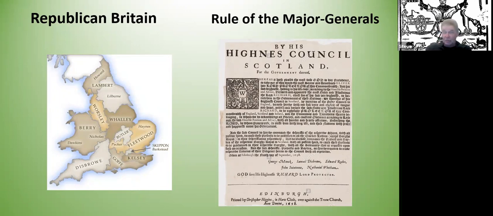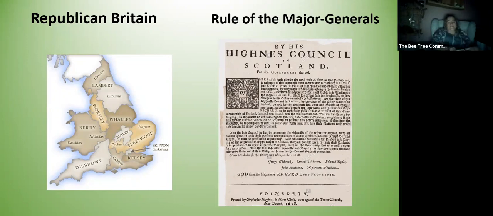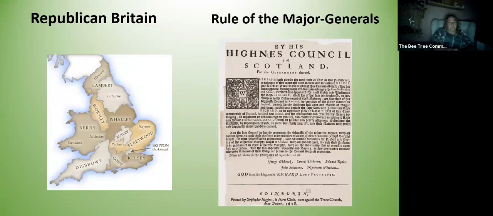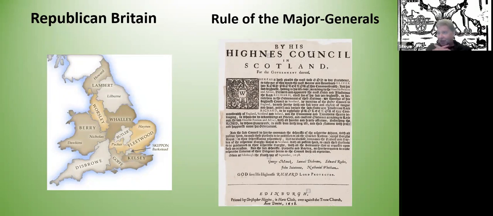So the Major Generals were tasked with that. The country was divided into 12 regions, 10 in England, Scotland, and then Ireland, each governed by a Major General who was answerable only to the Lord Protector. So the first duty was to maintain security by suppressing unlawful assemblies and disarming any royalists.